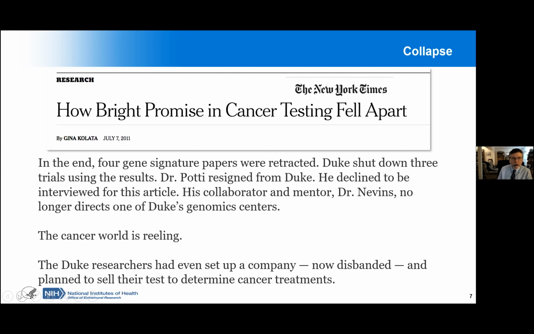His collaborator and mentor, Dr. Nevins, no longer directs one of the Duke's genomic centers. The cancer world is reeling. There was also a company that had been set up that had been disbanded. This was a horrendous story. Okay, next.